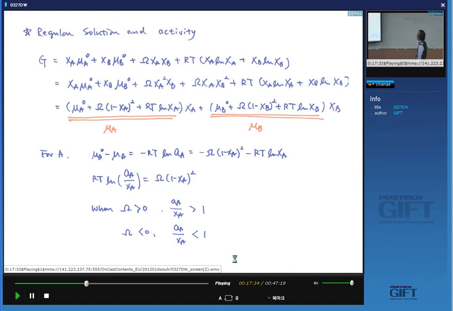So what does this relationship tell you? When omega is positive, the activity of A should be larger than its mole fraction. So the activity coefficient will be larger than one.